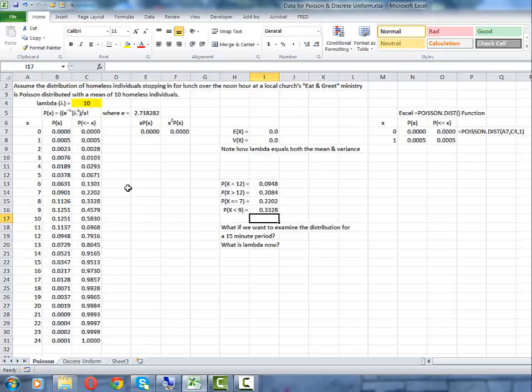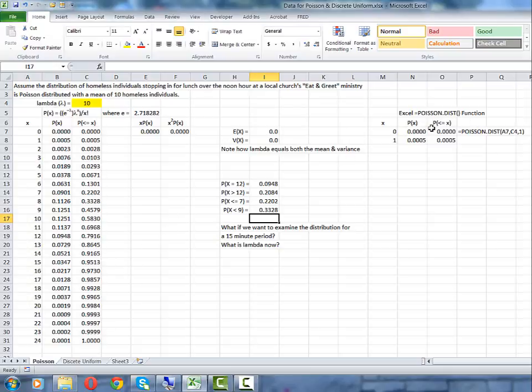Now there's also a table, just like with the binomial, there is a table in the appendix of the textbook, and again it will give you the cumulative. What you basically just need to do is find the lambda. There's no n involved here, just find the lambda for the time period that you're interested in, and you can find the probabilities based on the cumulative probability that's given to you in the textbook.